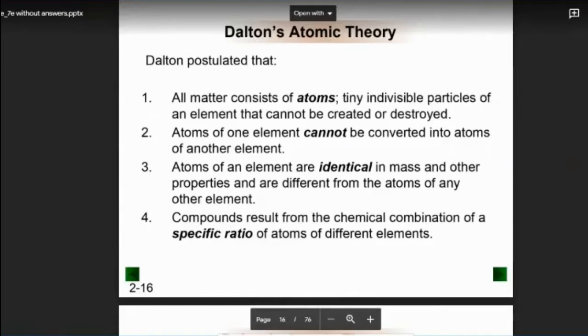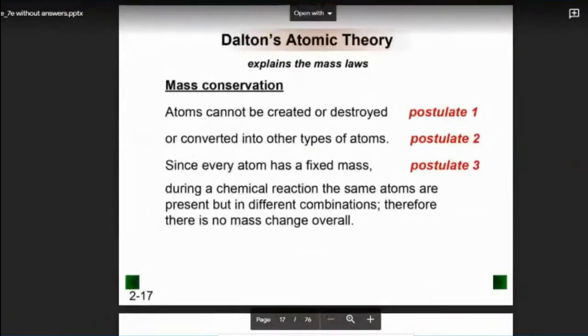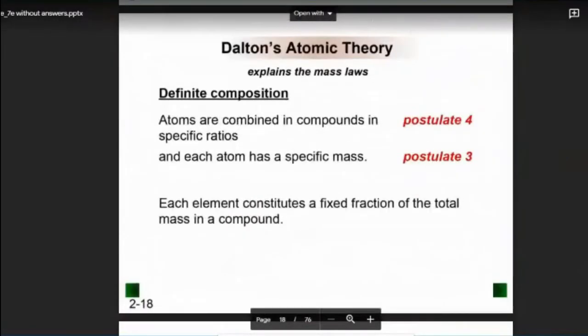And number 3, this is wrong, but close enough. They're not all identical in mass. There are differences between them because we have something called an isotope, which has different numbers of neutrons, okay? And when we combine atoms, they tend to end up in specific or whole number ratios of different elements. That's true. It explains the mass laws here, right? Can't be created or destroyed, converted into other types of atoms. Everything has a fixed mass. Don't change these things, right? Compound specific ratios.